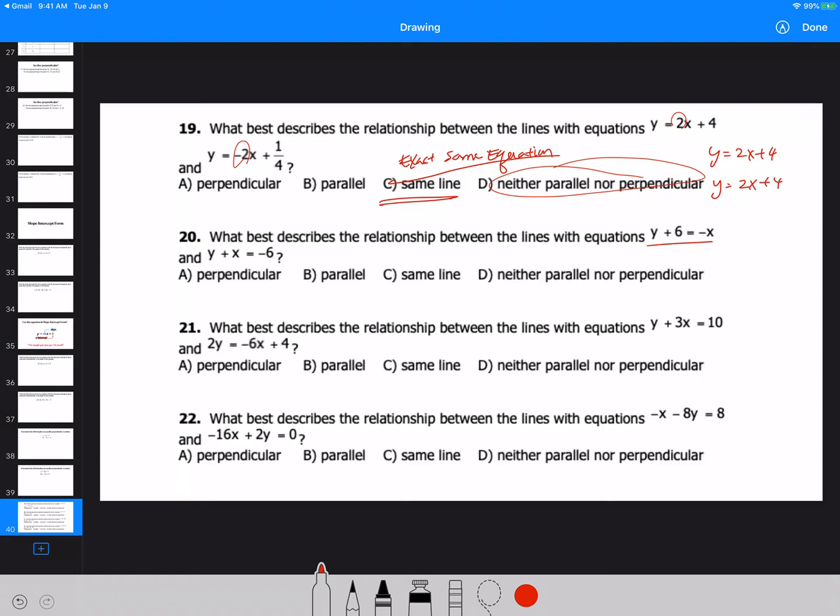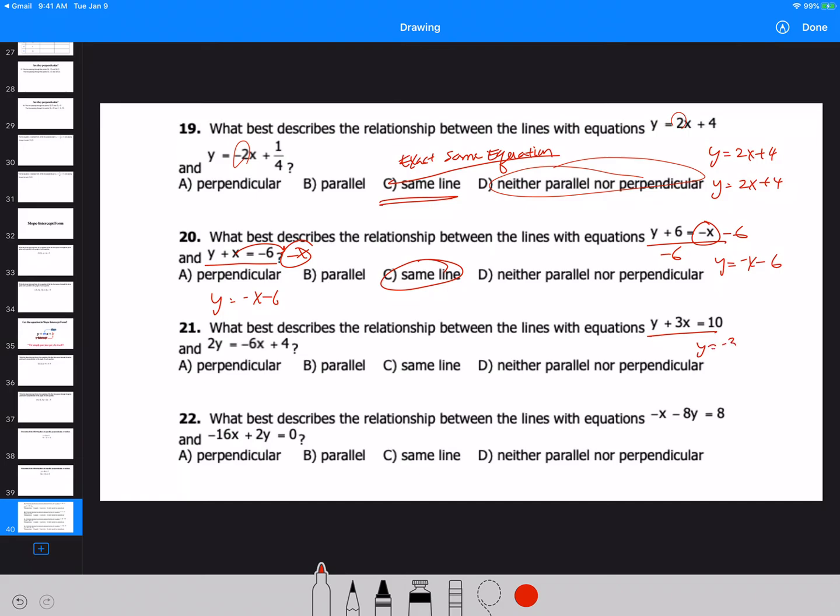What best describes the relationship between here and here? Well, if you subtract the x on this side of the equation, you see how the slope is the same. But also, if you subtract the 6 on the other side of the equation, you get y is equal to -x minus 6. And then y equals -x minus 6 on this side as well. So it's going to be the same line.